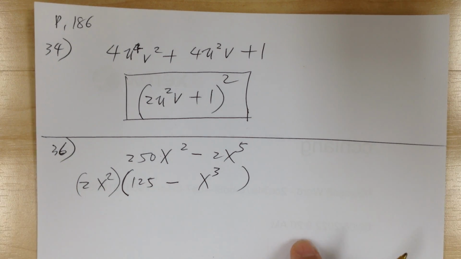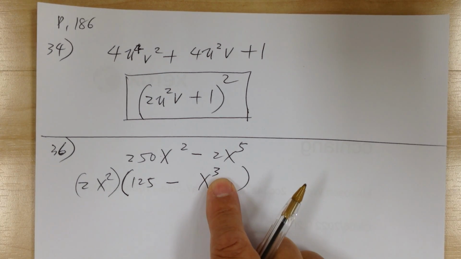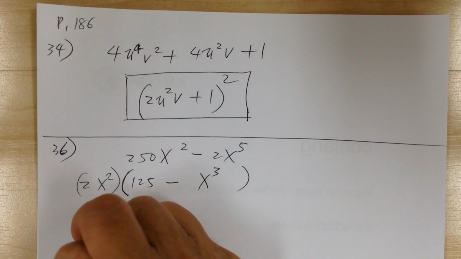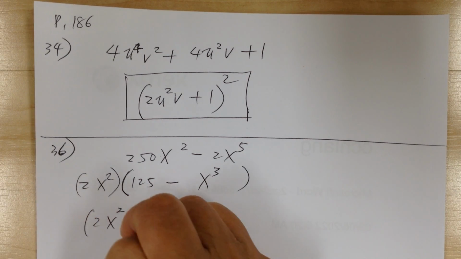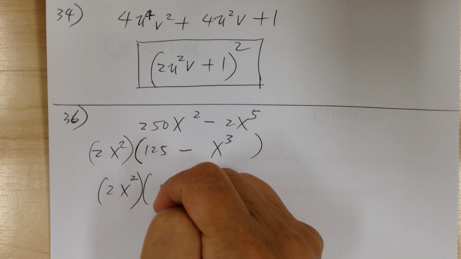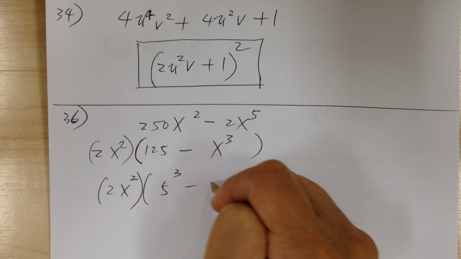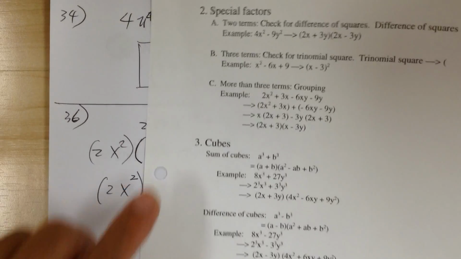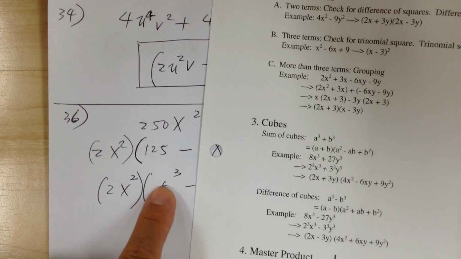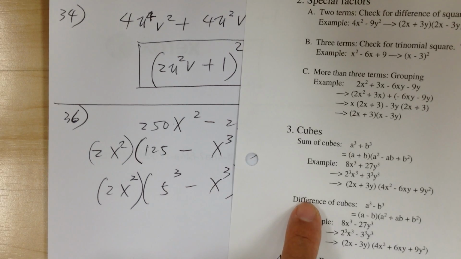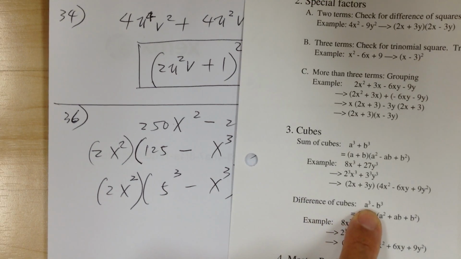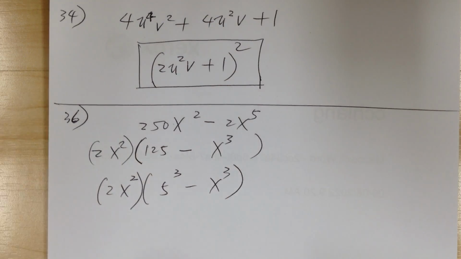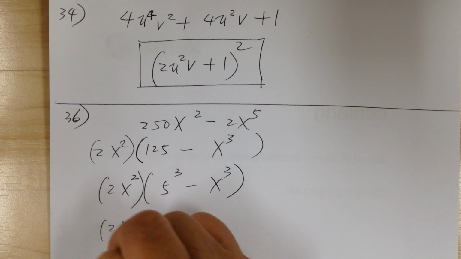Right. Now next thing is, notice this is the cube. Okay, so you want to make into the cube form. So 125 is 5 to the 3 power. Okay, so now this becomes the cube. So again, if you go through the checklist, this is going to be the cube minus cube. So that's the difference of cube. So that's this one here. Okay? Okay, so drop this one.